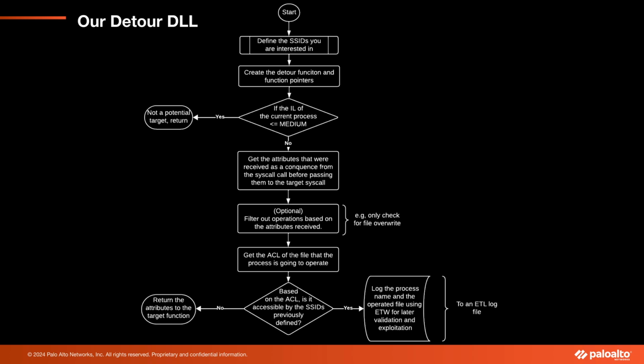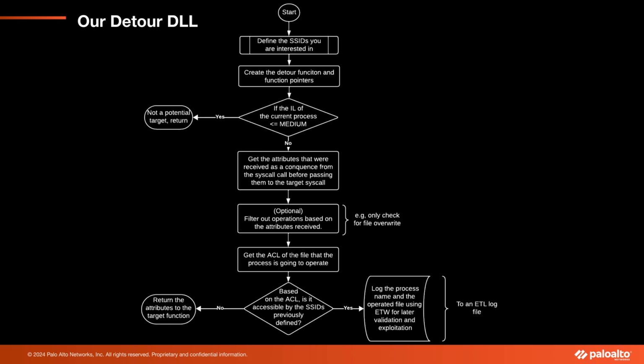But if that's not the case, we continue our analysis, and then we check for the attributes that we receive as a consequence of the call. So here you have an option. You can filter by operations. For example, if you are just interested in files being deleted or files being overwritten, then you can just catch for those ones, or you can just log all the occurrences of that operation happening. And then the last step is get the ACL of the process that is going to operate towards that file.